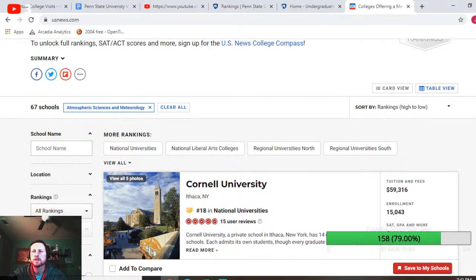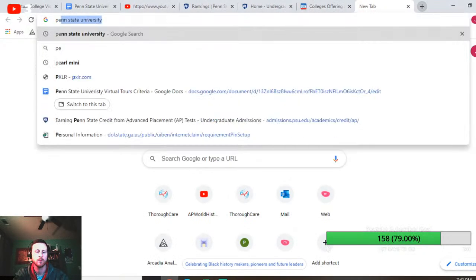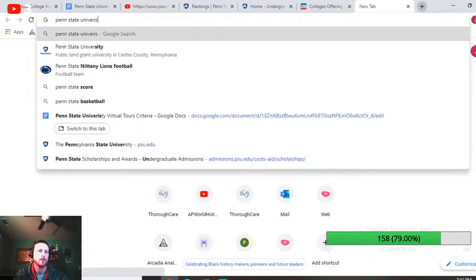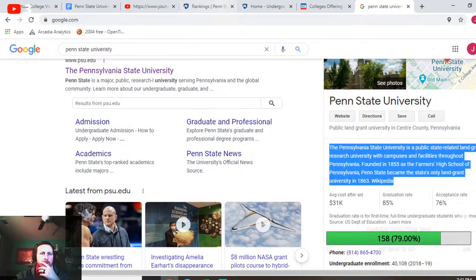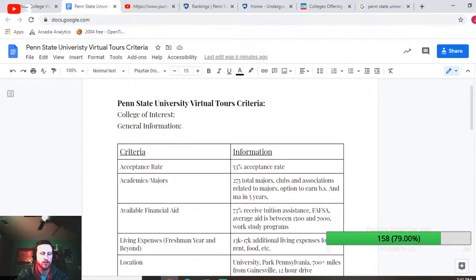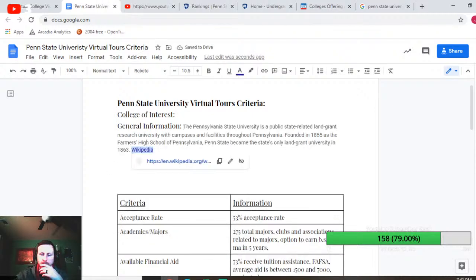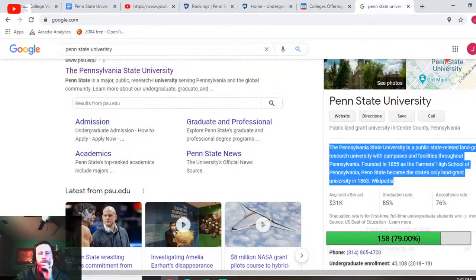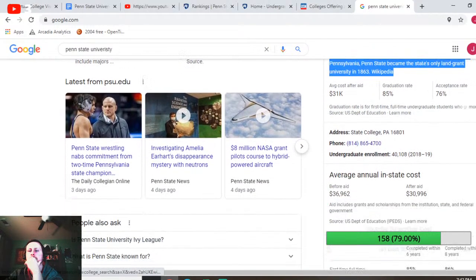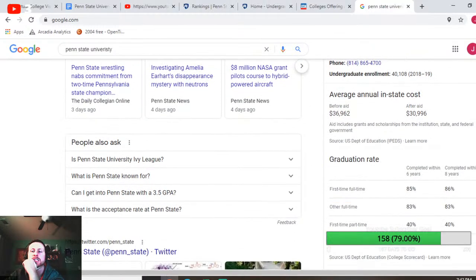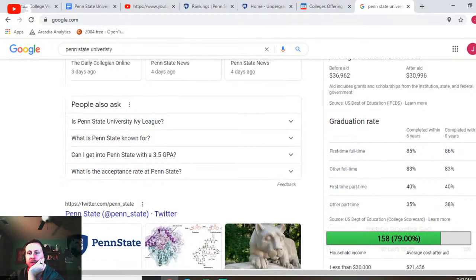Any other specific questions that y'all have about this one? See, it even shows their acceptance rate as higher. Well, I guess that includes everybody, not necessarily freshmen. So that's why it would be more difficult. Average cost after aid about 31. That's in-state cost, so that would be different.